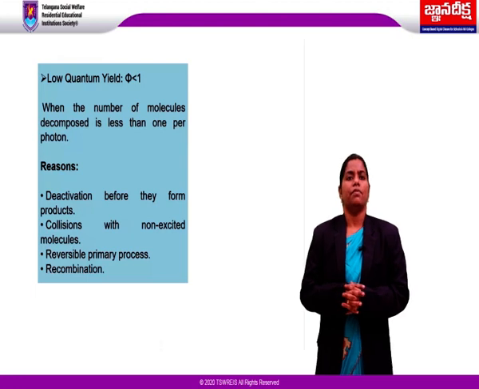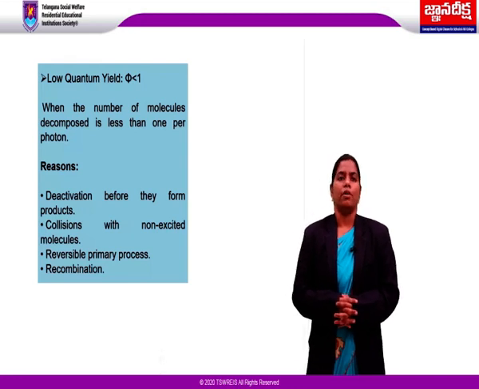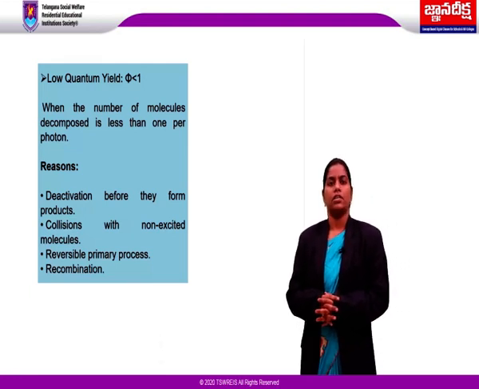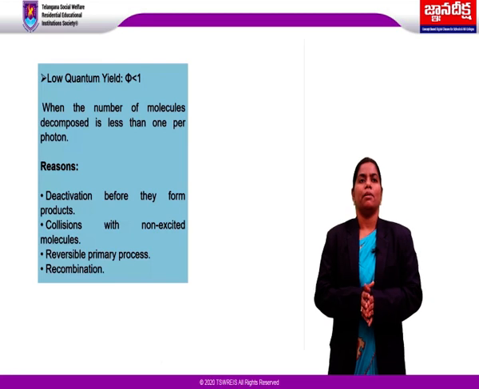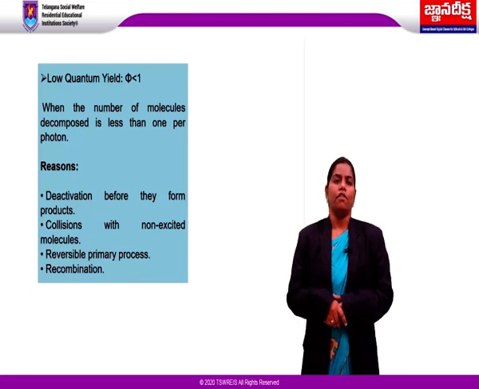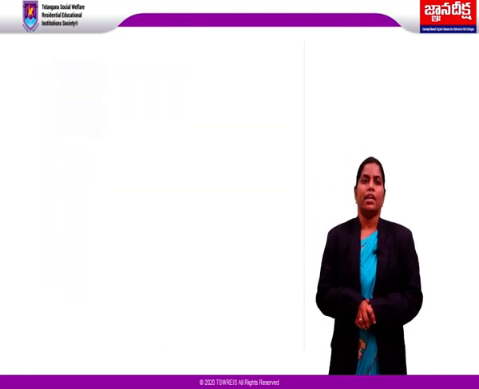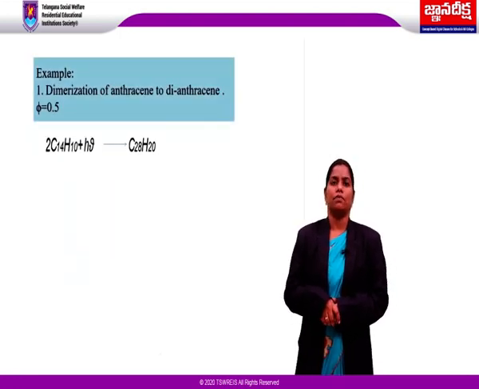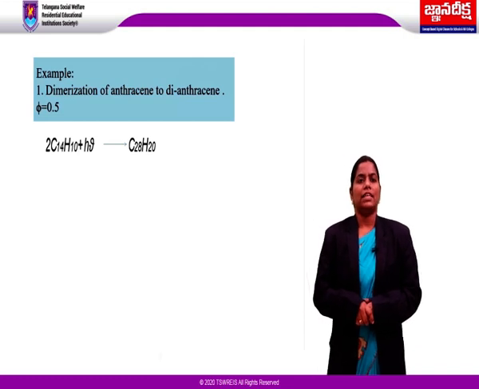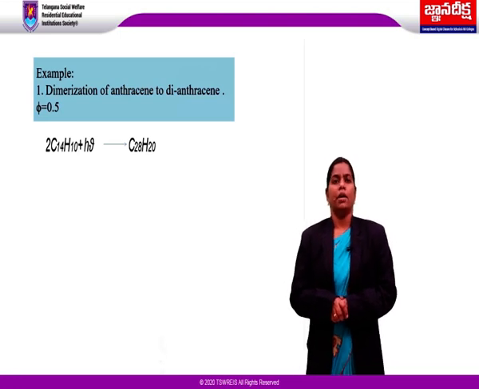There may be various reasons for low quantum yield, like deactivation of the activated molecules before they form products, collision with non-excited molecules, a reversible primary process, or fragments formed in the primary process recombining to form the substrate molecules without forming product. An example of low quantum yield is the dimerization of anthracene, whose quantum yield is 0.5, where 2 moles of anthracene in the presence of light form a dianthracene molecule.